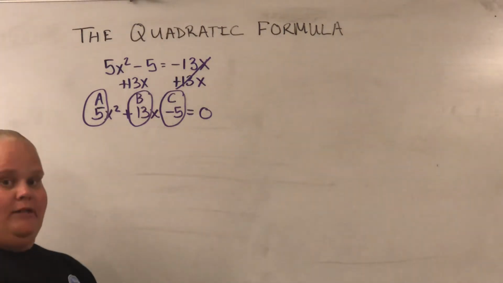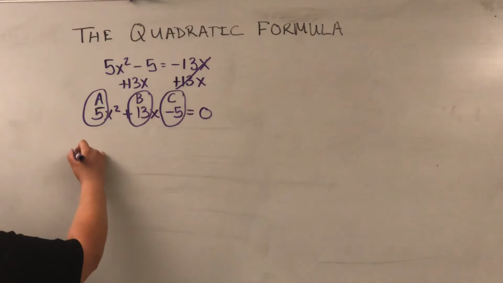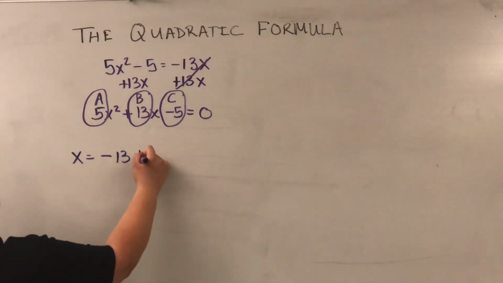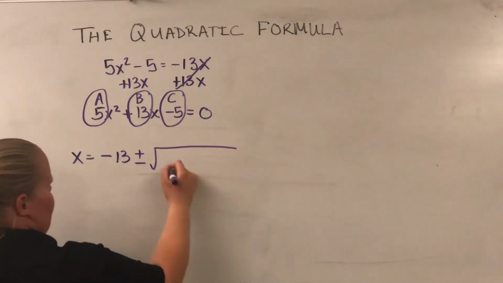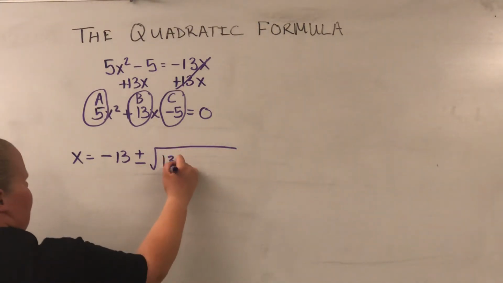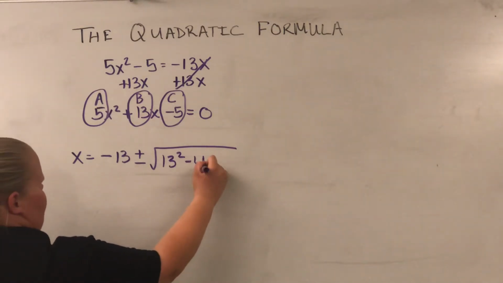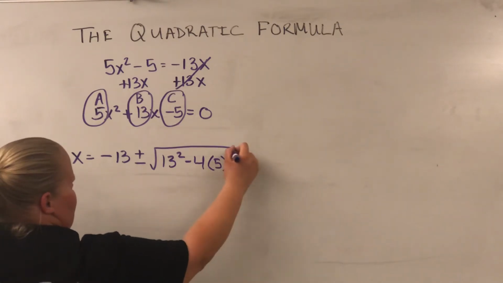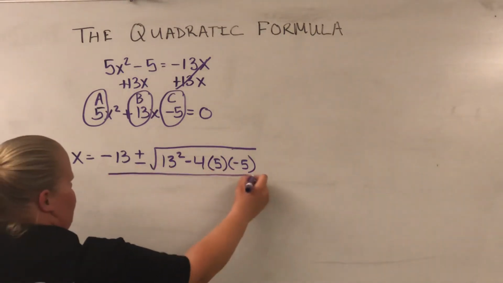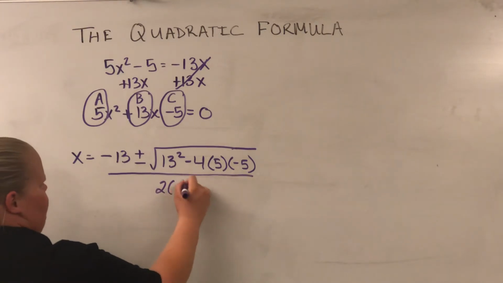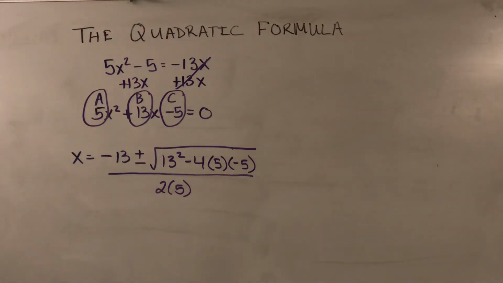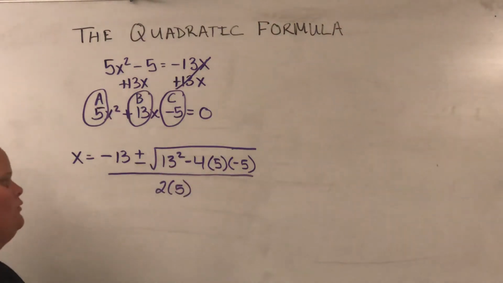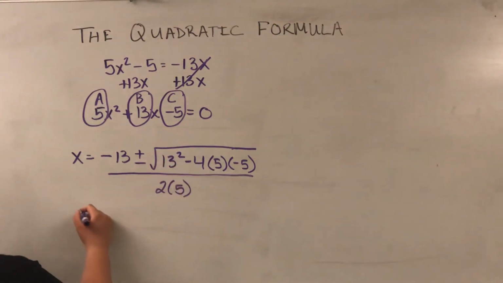We're going to go ahead and plug that into our formula. So I have x equals negative b plus or minus the square root of b squared minus 4 times a times c, all over 2 times a. Okay, again, the first thing we have to do is simplify this radical. Okay, we're going to do that by first worrying about 13 squared.